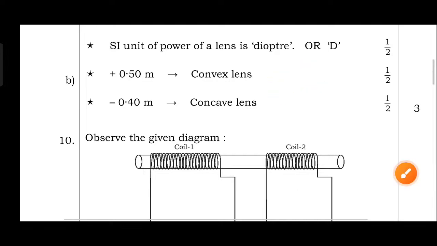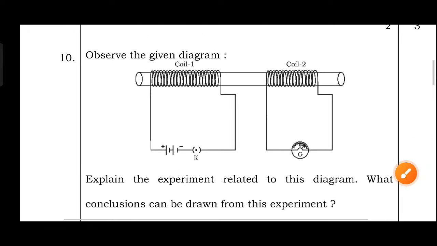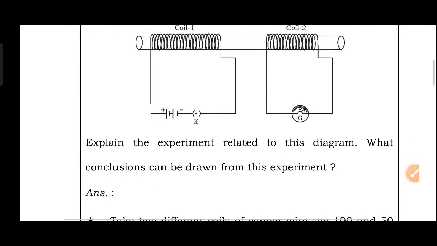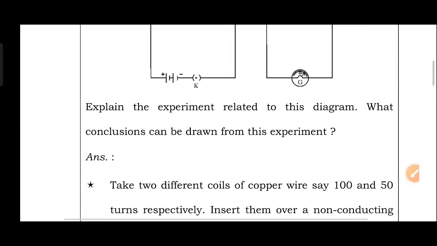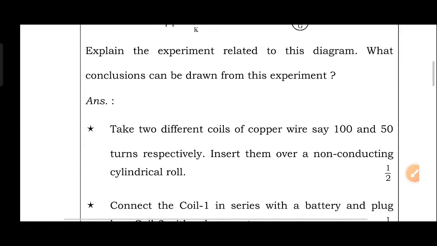Okay. Then next one, observe the given diagram. Coil 1, coil 2 are given. In coil 1, with the help of a battery and plug key, we are supplying the current. In coil 2, we are identifying whether any EMF or current is produced, and the direction of the current also. Explain the experiment related to this diagram. What conclusion can be drawn from this experiment?